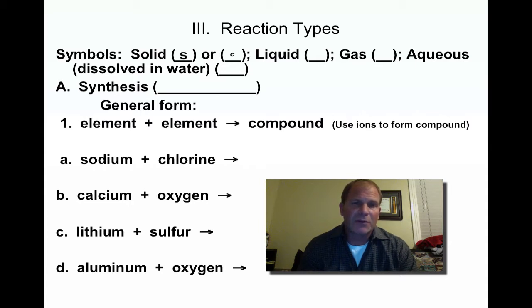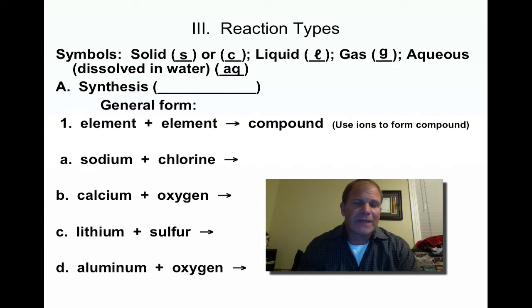Again, we're going to introduce now the states of matter. And the symbols: S stands for solid. Your book uses the letter C. Lowercase cursive L represents liquid. Your lowercase g represents gas, and AQ represents aqueous. And aqueous just means it's been dissolved in water.